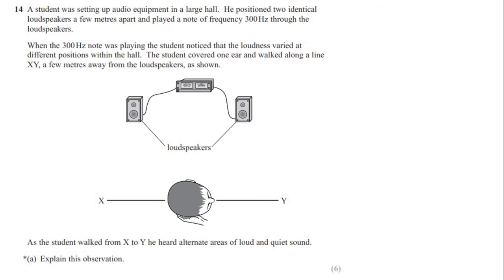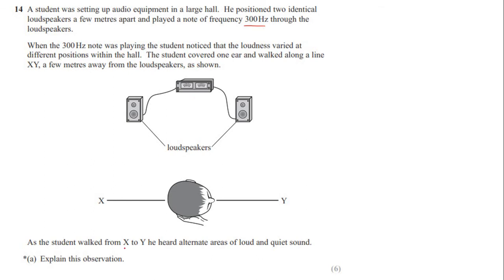Question number 14. A student was setting up audio equipment in a large hall. He positioned two identical loudspeakers a few meters apart and played a note of frequency 300 hertz through the loudspeakers. When the 300 hertz note was playing, the student noticed that the loudness varied at different positions within the hall.